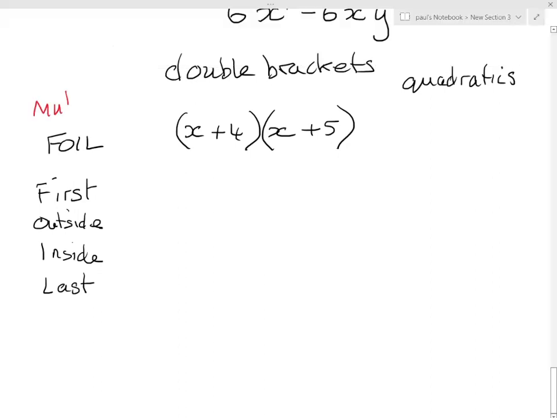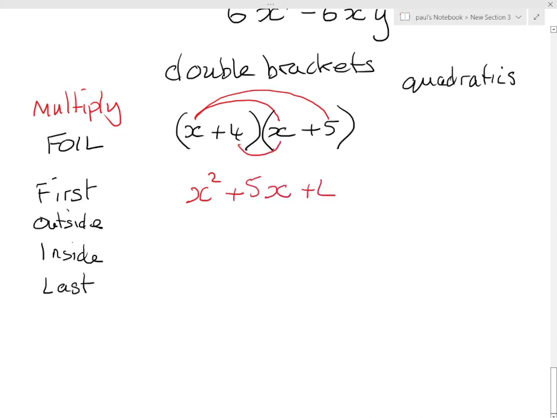So it's multiply. Don't add 4 and 5 together to get 9. It's 4 times 5. So first, we do the first things in the brackets, which is the x and the x, which will give us x squared. Then we do the outside, which is the x times the 5, 5x. We do the inside, 4 times the x is 4x. And we do the last, 4 times 5 is 20. It's all plus signs, yeah?